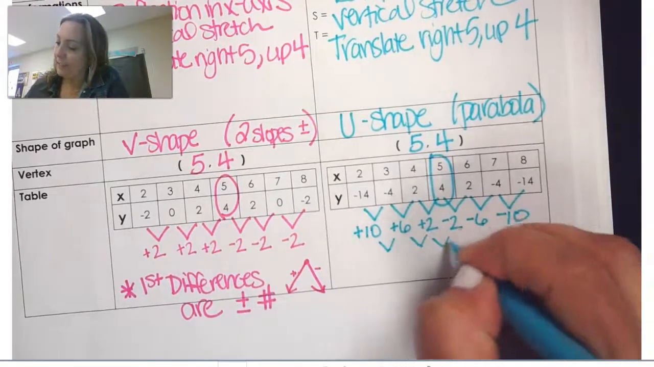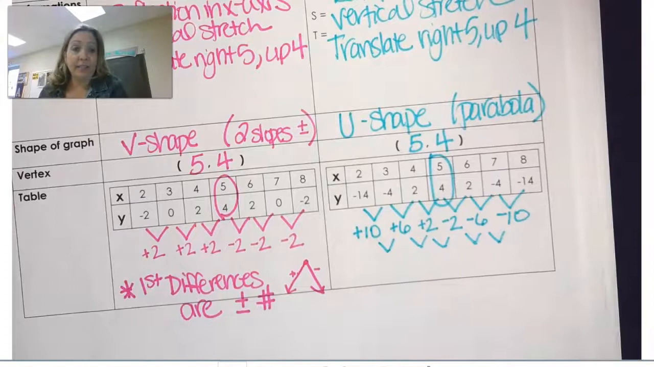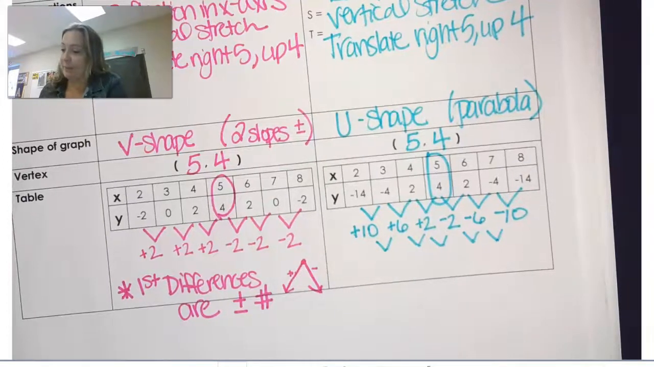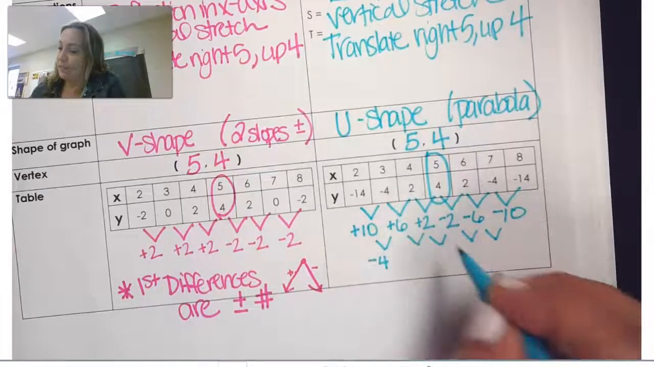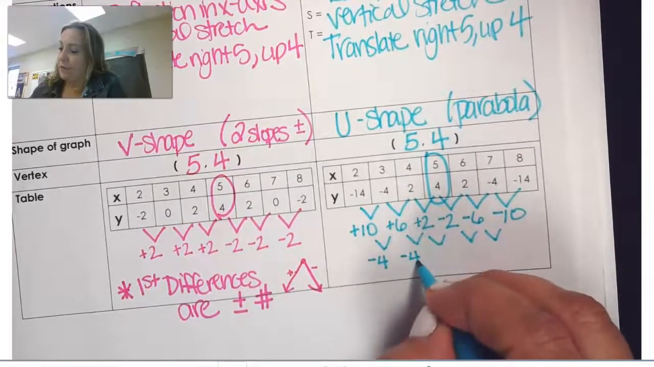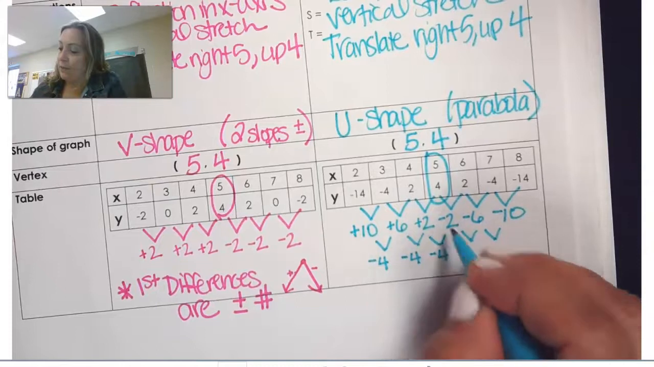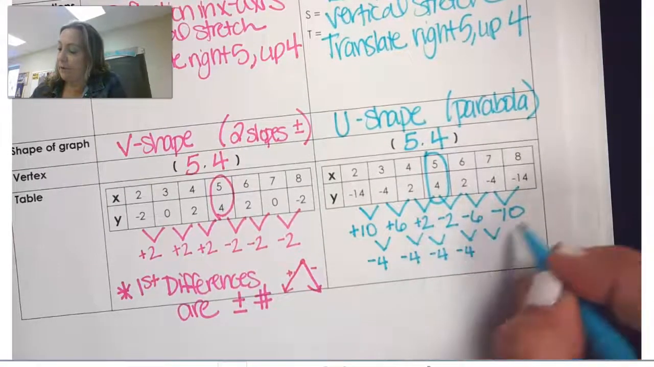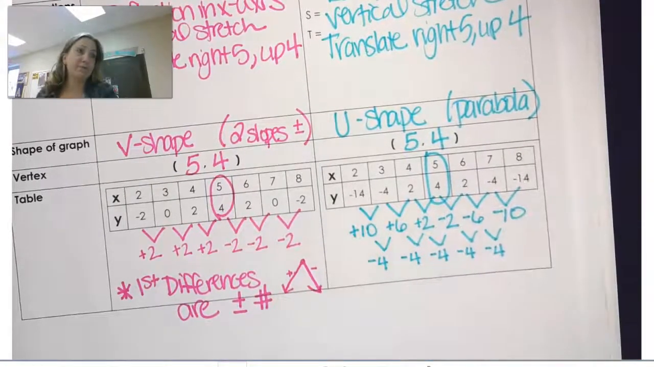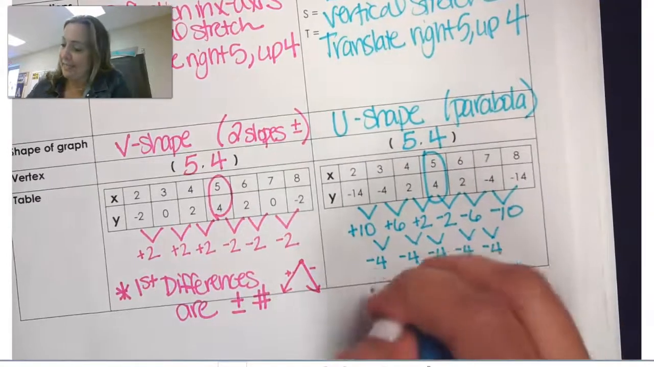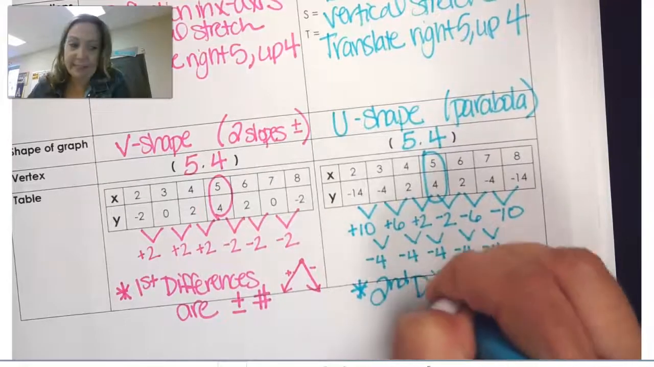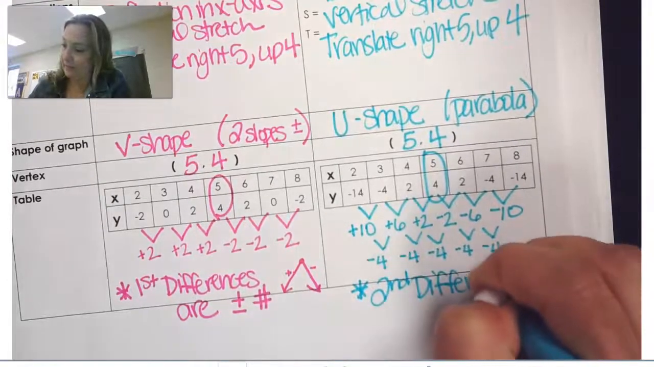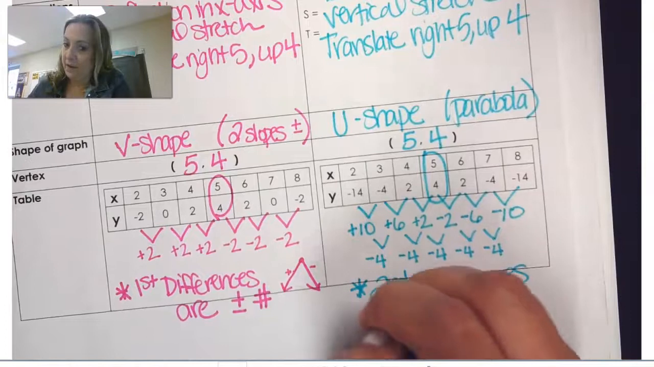Let's look to see if the second differences are the same like they were on the previous page. From 10 to 6, I'm going down 4, down 4, down 4, down 4, and down 4. So what we see is that these are called the second differences are the same.